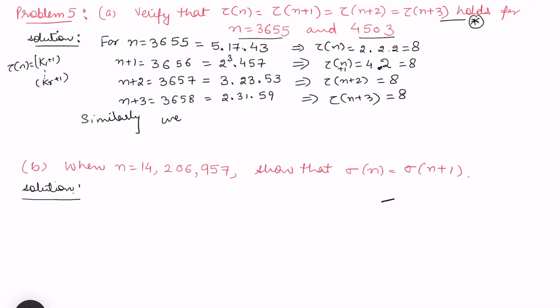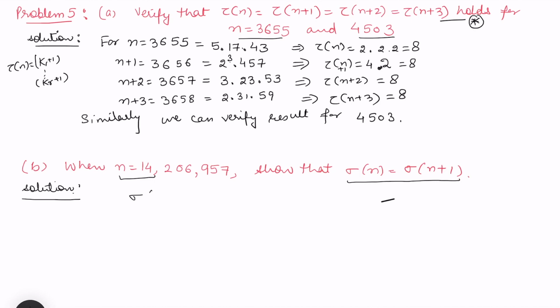we can verify the result for 4503. Now suppose that we want to do the second part, which says when n is 14,206,957, we want to show sigma n is equal to this.